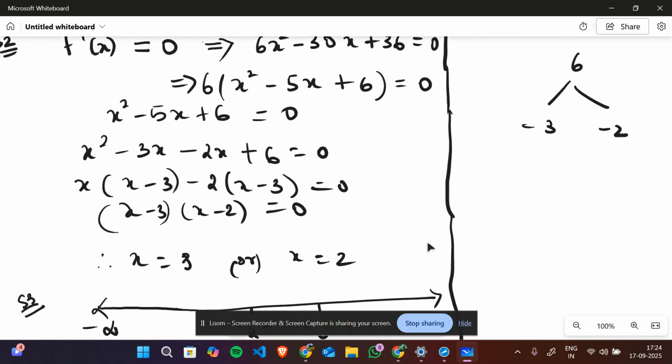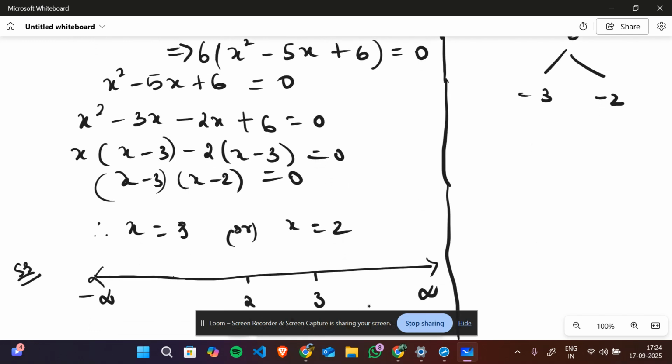If I put 4 over here, 4 square is 16. 16 plus 6 will be 22 minus 20. So in this part, our f dash of x will be positive.